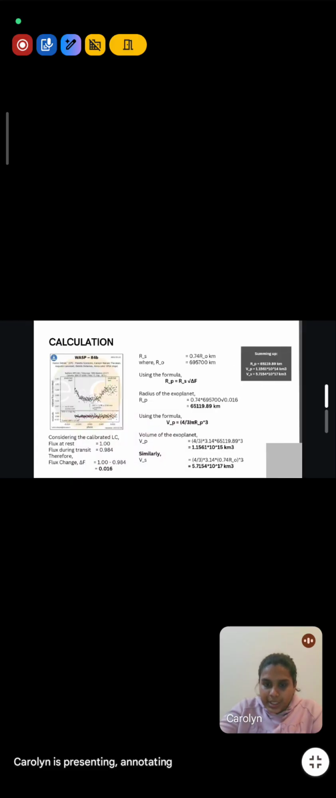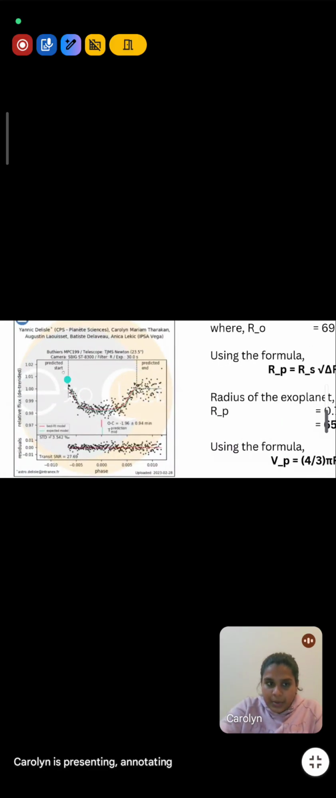And you also had to use the radius to find the volume of the target exoplanet and also of the host star. Now the discussion was to find the Jovian radius and to compare the size of the target exoplanet in terms of the Jovian percentage. And the answer expected was this, wherein we had flux at rest. Here you can see we have a predicted start of the transit and a predicted end of the transit.